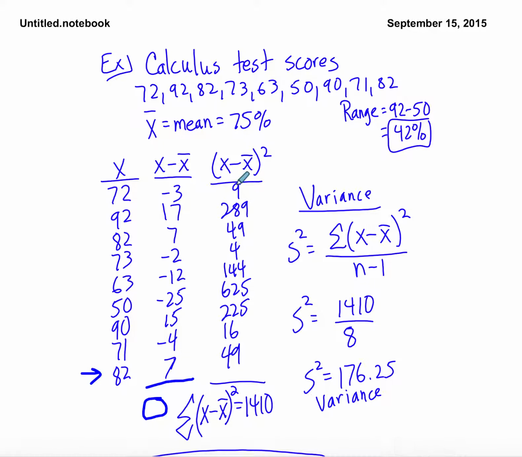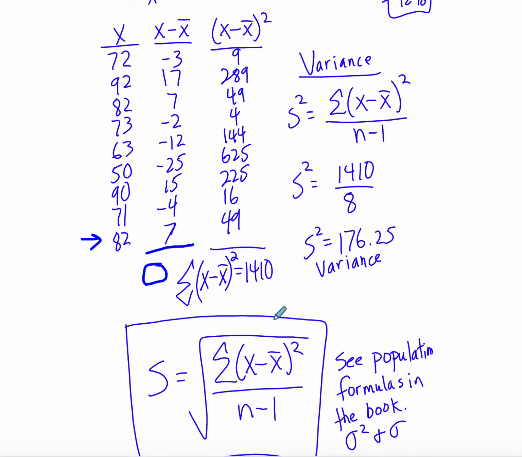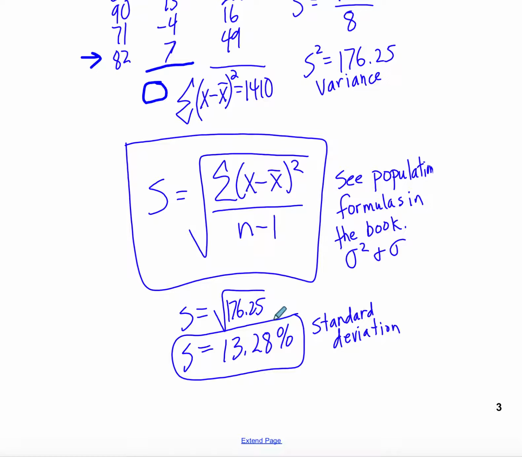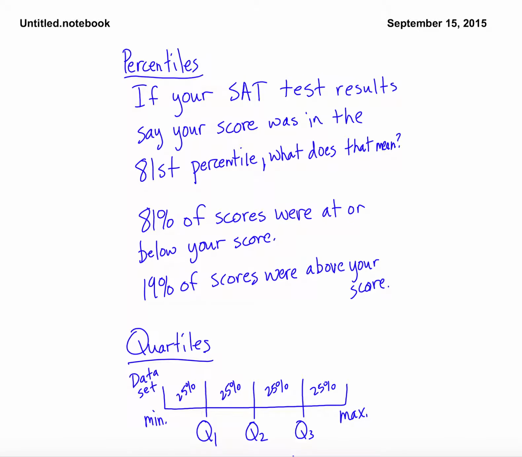All right, so now we'll talk about another thing we'll look at. Another measure of variability is your percentiles. If you took the SAT test, you probably saw your score in a percentile, like let's say you're in the 81st percentile. And we want to know what that means. The 81st percentile means that 81% of the scores were at or below your score, which means 19% of the scores were above your score.